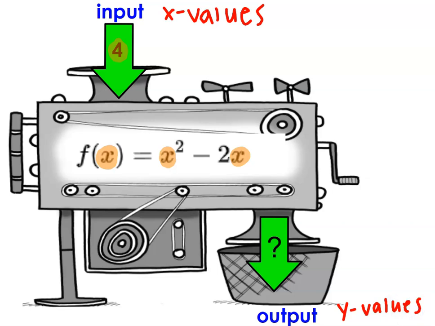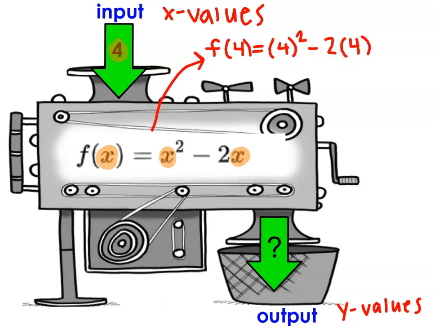Okay, so let's see. Let's input 4 for x in f of x. All right, so I'm going to do that up here. So wherever I see an x, I'm going to put 4. So this is how you would say this. f of 4, meaning the y value at x equals 4, is equal to 4 squared minus 2 times 4. And it's good to put parentheses wherever you see an x. That's a good habit to have. Okay, because negatives can be pesky sometimes, as we'll see in the next example.